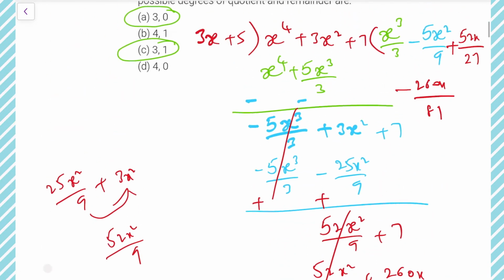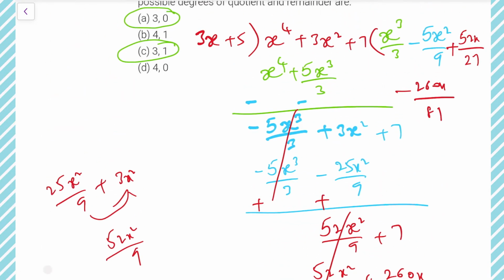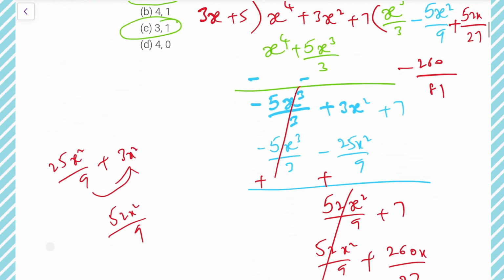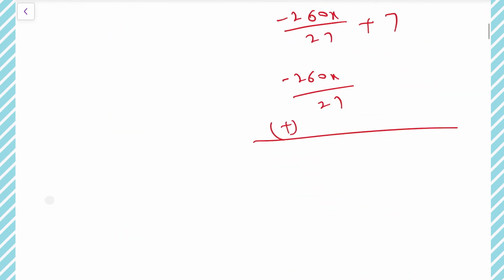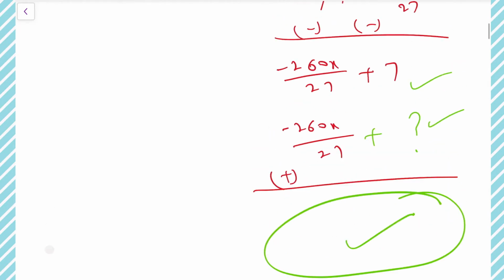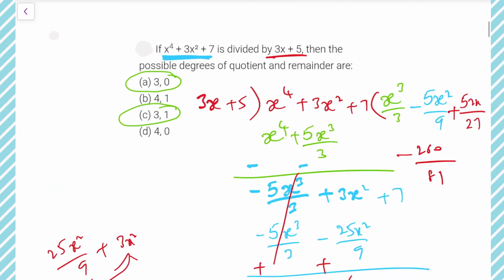Next, with the second term, 5 into, oh sorry, just a number, right? X won't be there again, because here we have only one x. So one number. Next, 5 into this one, so some number we will get, whatever it may be, we need not worry about the number. Now if we observe these two numbers, whether we do addition or subtraction, we will get one number here. A number is nothing but a constant, and the degree of a constant is always 0. So our answer will be 3, 0, option A.